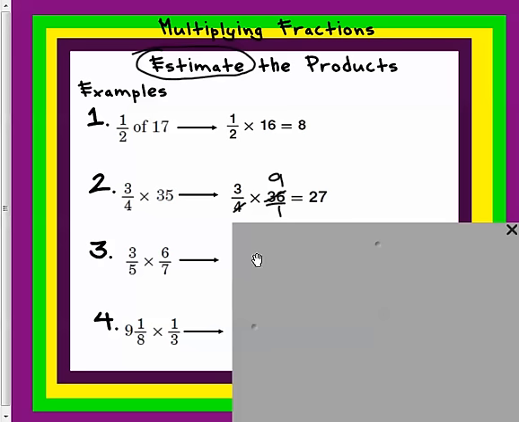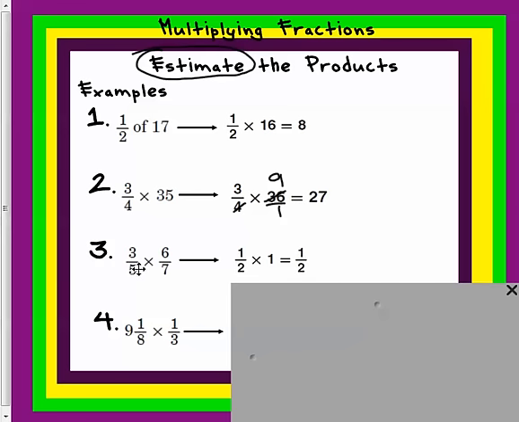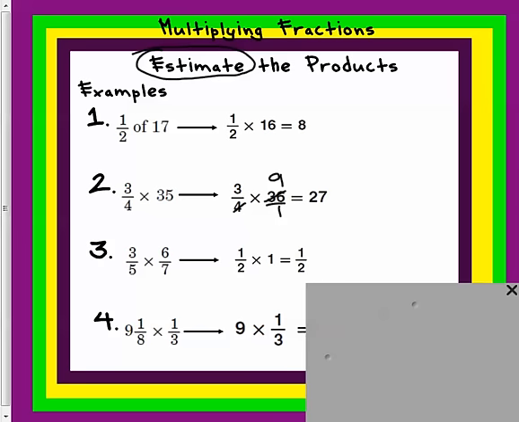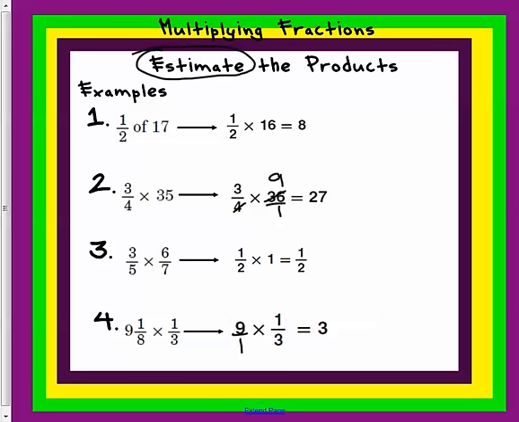If we're looking at these, we want to come up with something that is similar. So 3/5, we could think of that as being like a half, and 6/7, we could think of that as being like a whole. So your answer should be about 1/2. Here, we would just make it a 9 and leave the 1/3 because 9 times 1/3 gives us 3. Why does it give us 3? Remember, because 9 and 3 cancel out to be left with 3 times 1 is 3 over 1, which equals 3.